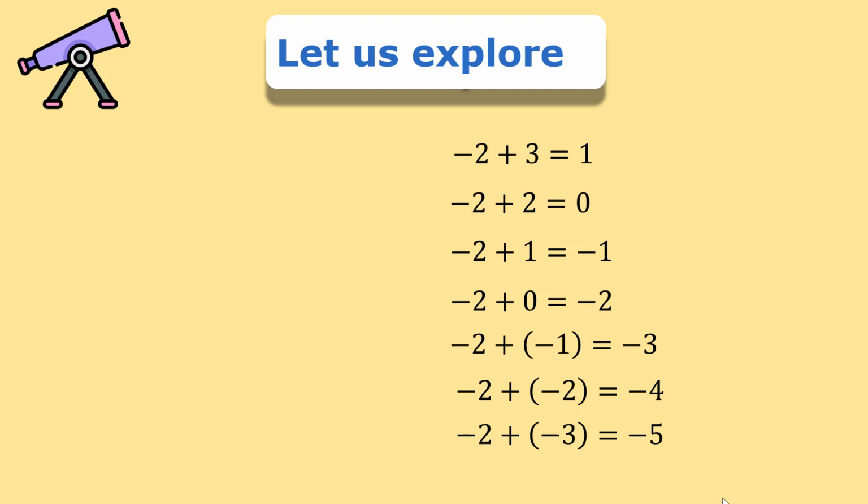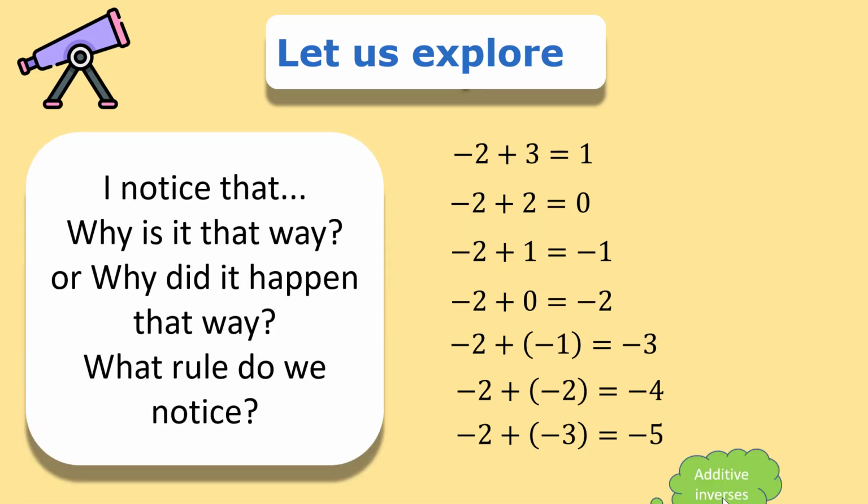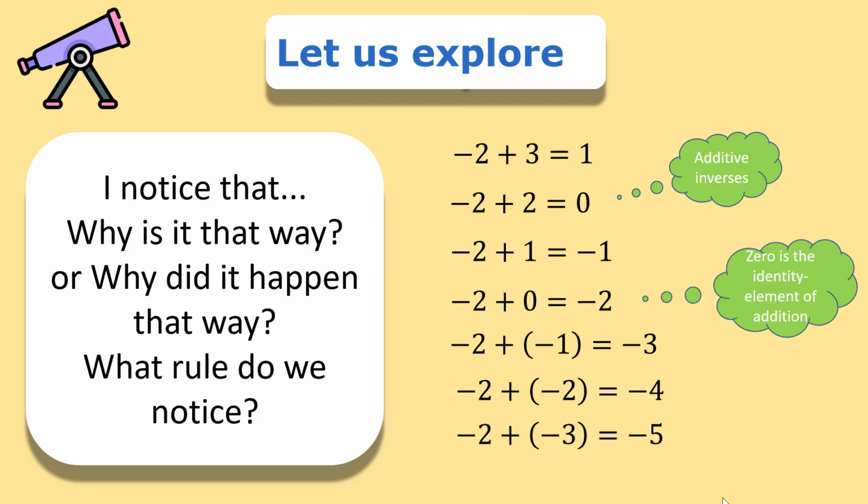Let us explore. Subtract 2, add 3. That is 1. If we subtract 2 and we add 2, equal to 0. Subtract 2 and add 1, that is equal to negative 1. Note that if we have subtract 2, add 2, that will be additive inverses. And 0 is the identity element of addition.